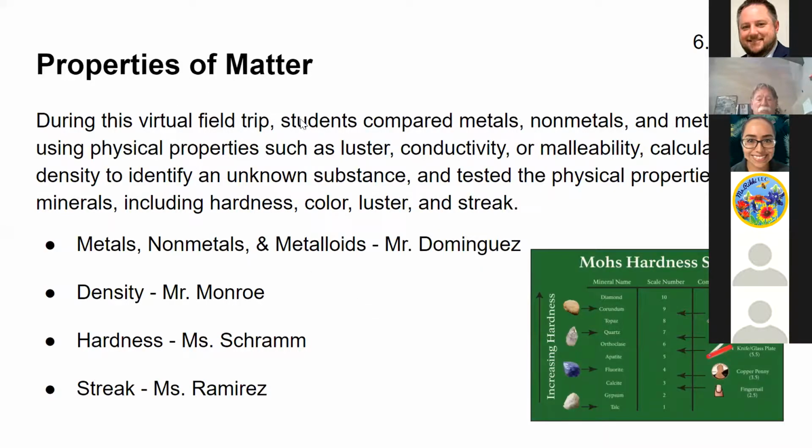During this virtual field trip, students compared metals, non-metals, and metalloids using physical properties such as luster, conductivity, malleability, and calculated density to identify an unknown substance, and tested the physical properties of minerals, including hardness, color, luster, and streak. Mr. Dominguez did metals, non-metals, and metalloids. Mr. Monroe discussed density. Ms. Ram talked about hardness, and Ms. Ramirez showed you how to identify streaks.